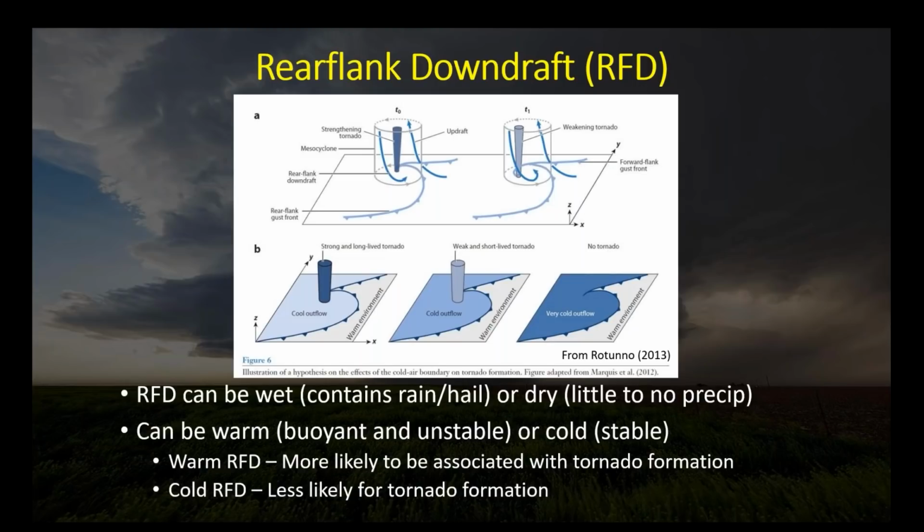So here's a diagram from Marquis et al. 2012 that describes the potential importance of the RFD temperature. Again, the research indicates there is an optimal balance at which there is enough cool air to produce low-level rotation, but not so cold to weaken the updraft and thus prevent tornadogenesis. So as a storm spotter observing, whether an RFD is relatively warm or cool versus very cold is important.